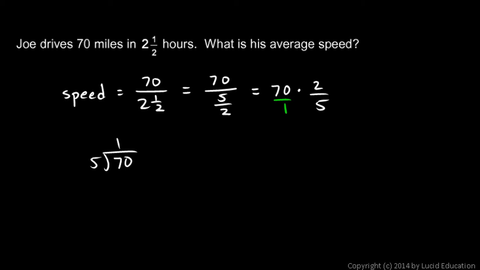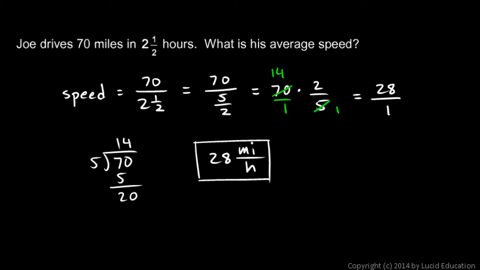70 divided by 5, 5 goes in one time, so I write it there. I get 2 and bring down the 0, and 5 goes into 20 4 times. So that reduces to 14, and that reduces to a 1. So multiplying the numerators here, 14 times 2 gives me 28, and the denominators here now, it's just 1 times 1. So 28 over 1. And remember, this was miles, 70 miles in 2.5 hours. So the answer is 28 miles in the numerator and hours in the denominator, 28 miles per hour. If you go 70 miles in 2.5 hours, you're driving at an average speed of 28 miles per hour.